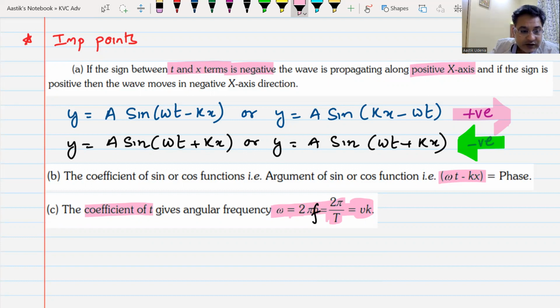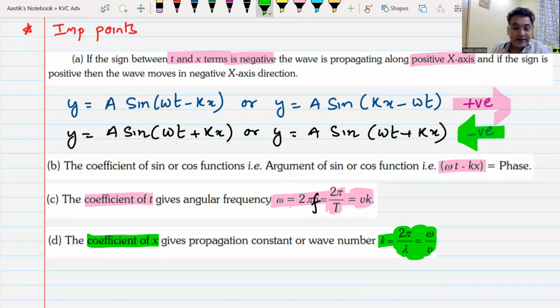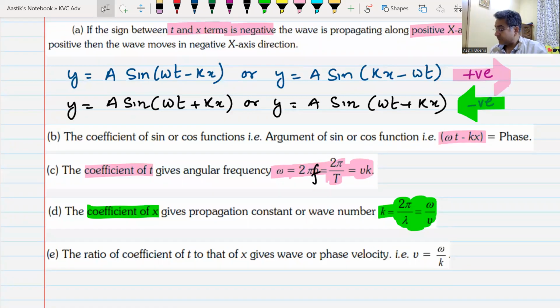Similarly, what does the coefficient of x give you? The coefficient of x gives you the value of k. And if you remember what k is, you will get all the equations. k is 2 pi by lambda, or it is omega by v. Everything written in 2 lines. I can write the same thing in this way. If you divide the coefficient of t by the coefficient of x, it will always give you v, because v is omega by k.